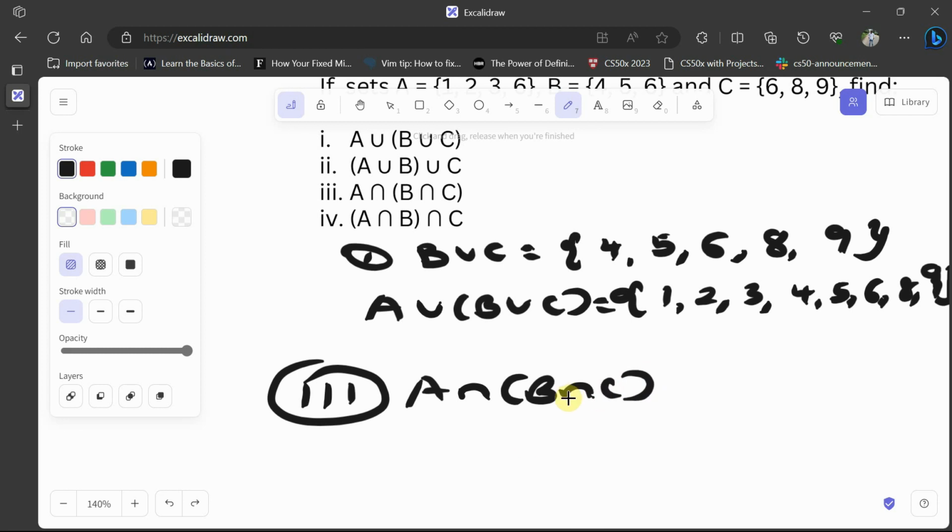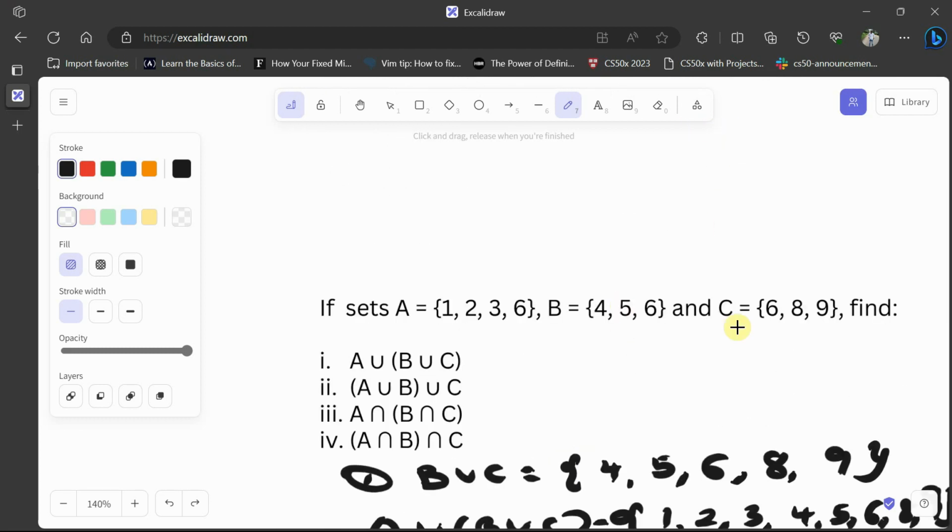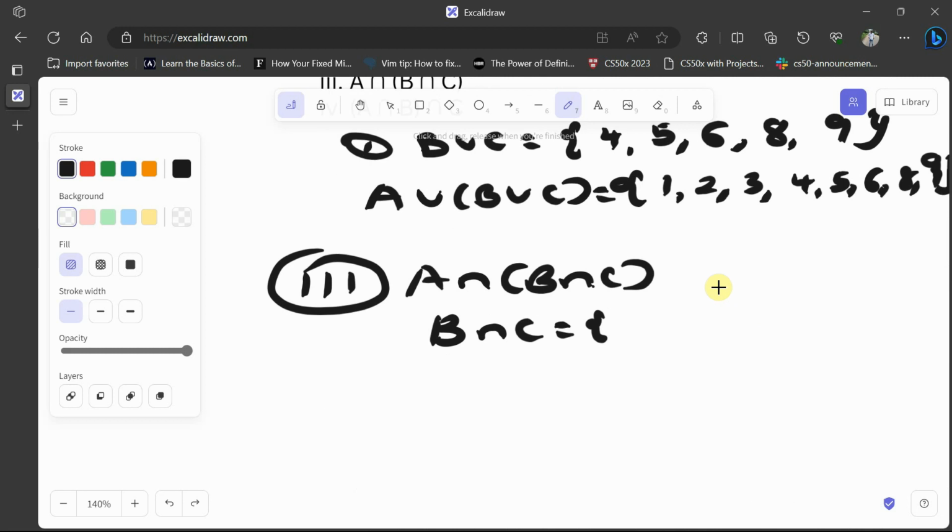So I have to first find what's in the brackets first, from BODMAS. So if I say B intersection C, what would that give me? What is common in B and C? What is common in B and C is just 6. So let's just say 6.